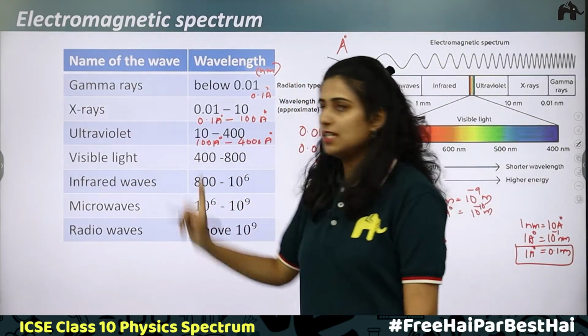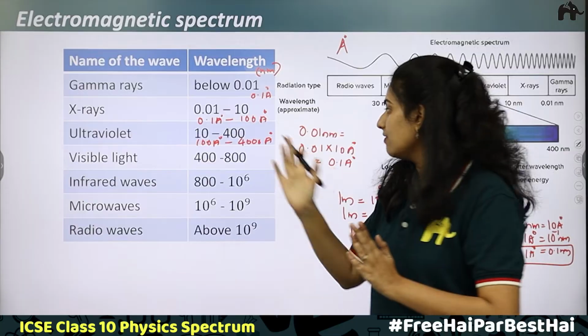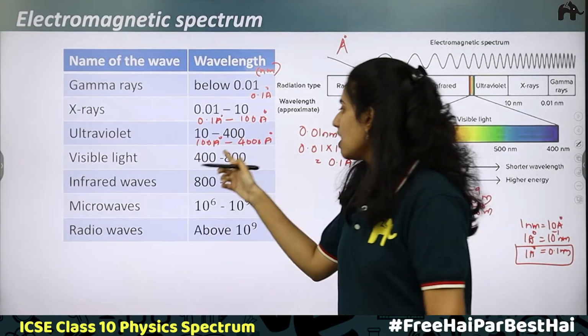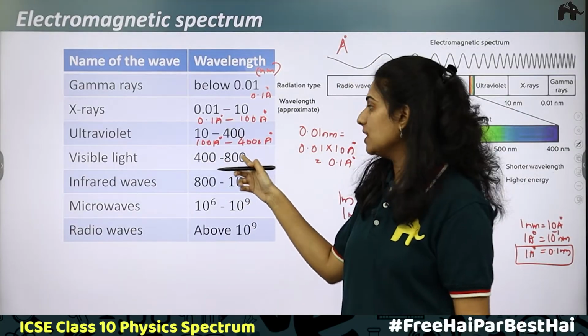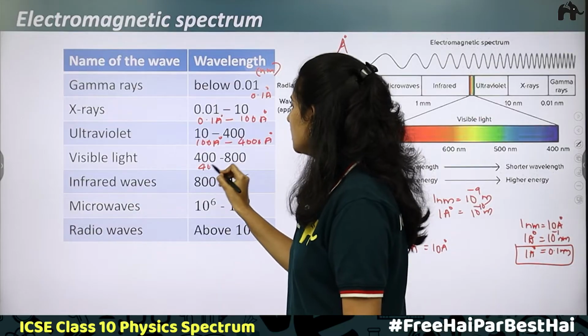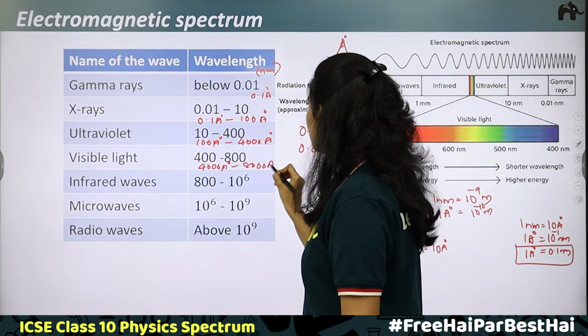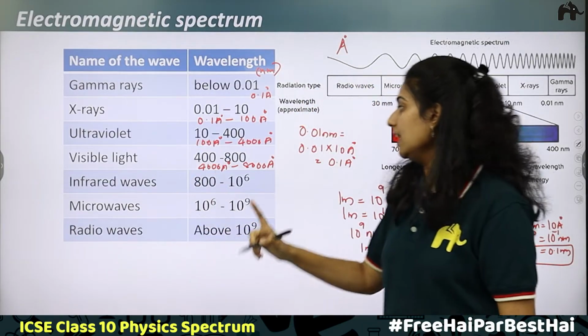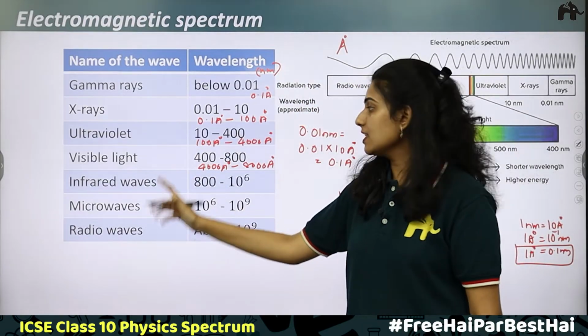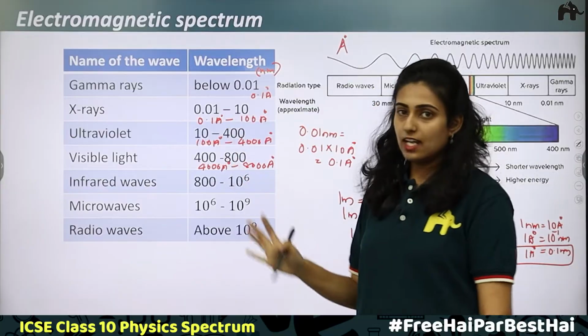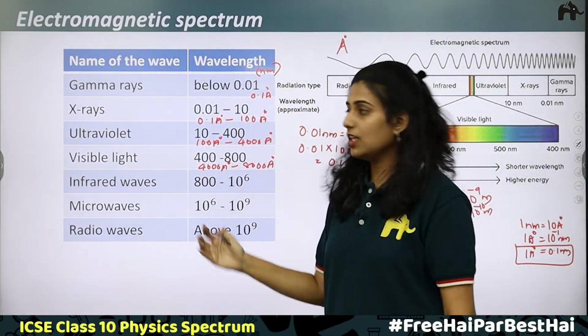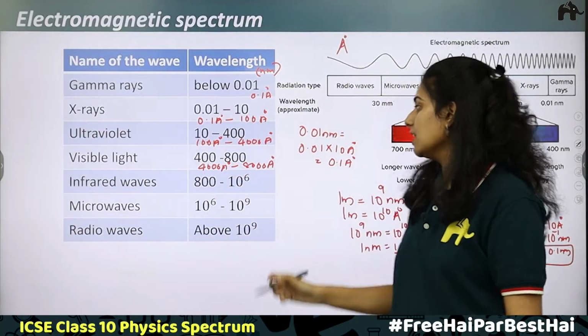Then comes the visible light. The wavelength range we have studied: 400 nanometer to 800 nanometer is visible light, which means 4000 angstrom to 8000 angstrom. Then comes the infrared waves. Just after the red color you have infrared waves. It is also close to the visible light.